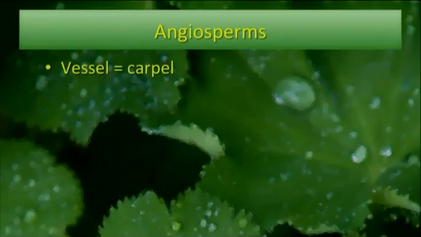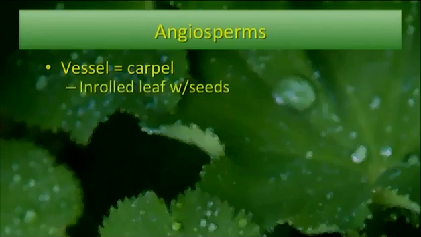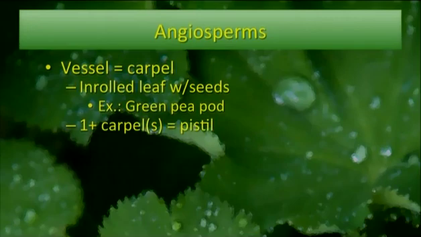So the vessel itself is also known as a carpel. We've been introduced to this terminology before. And what is a carpel? A carpel is an inrolled leaf with seeds. For example, we have a green pea pod, also known as a legume. If you have one or more carpels, that makes up the pistil. So it's like the green pea pod. The leaves are folded over on one edge and fused at the margins, and they enclose the seeds within them.